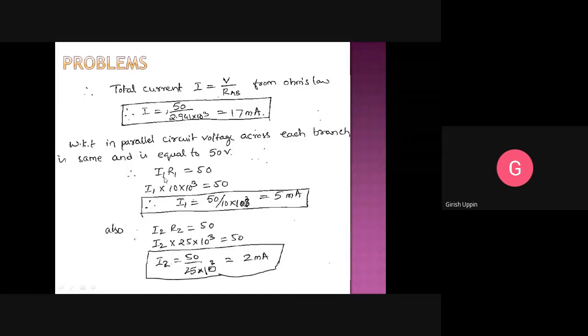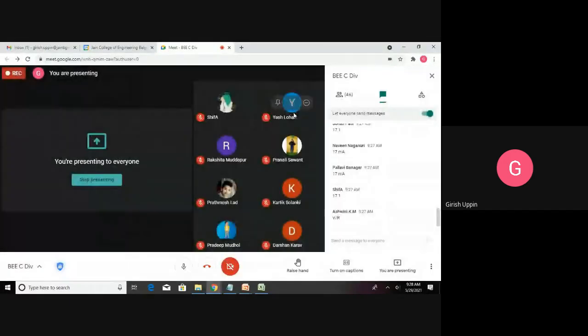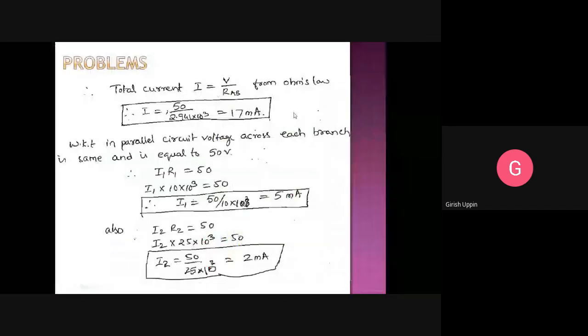How to find the I1 current? V is equal to I1 R1. Therefore, I1 is equal to 50 by 10,000. You get it as 5 milliamperes. For I2, V is equal to I2 R2. Therefore, 50 divided by 25,000, 2 milliamperes.